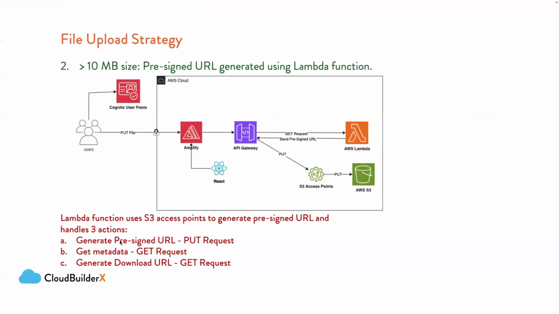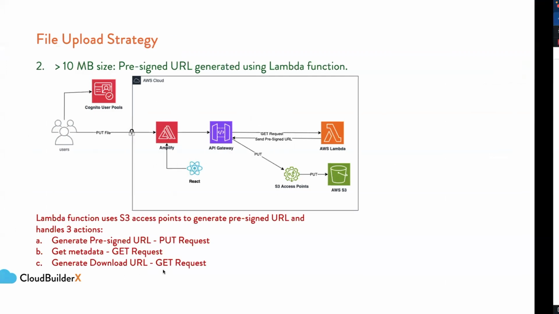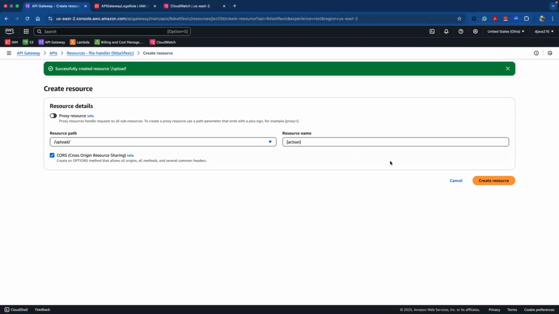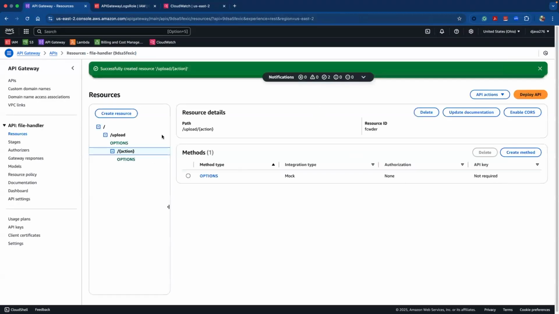So this action can be generate pre-signed URL or get metadata or generate download URL. If a variable is changing like this, we need to keep it in curly brackets. So it will be stored inside this path upload/action. And under the action, if you remember my S3 bucket, we will have the complete path.